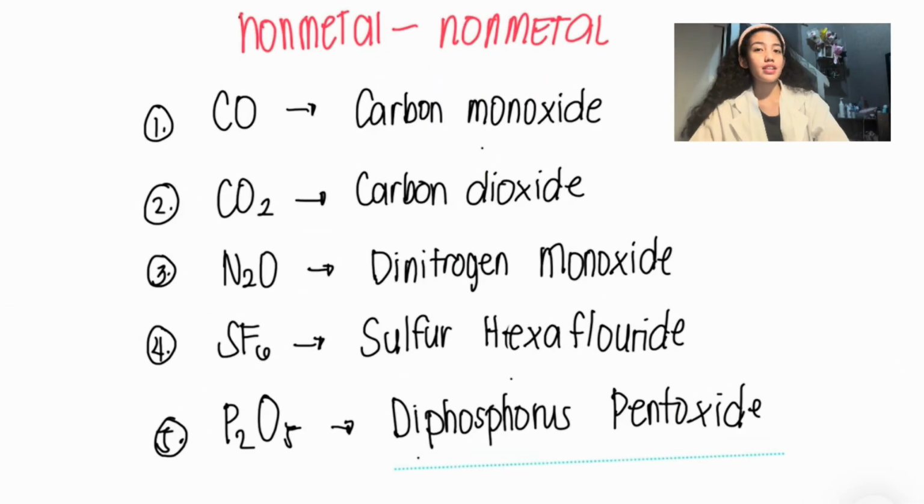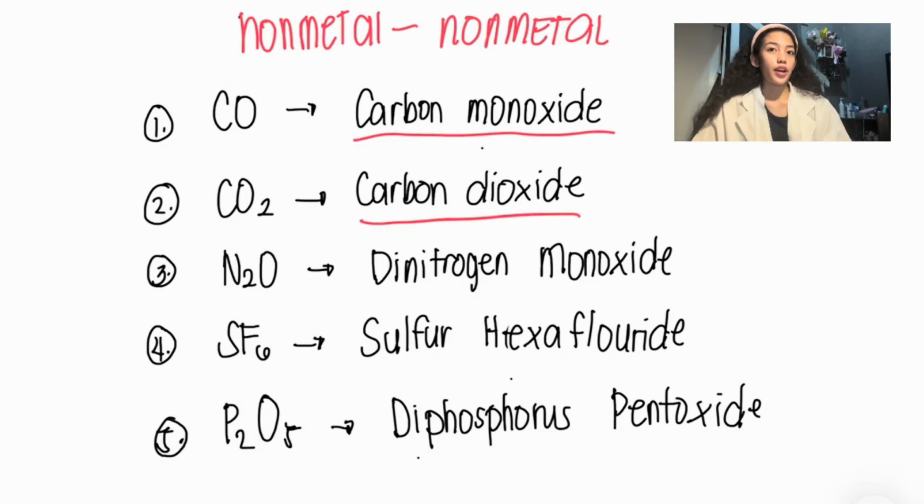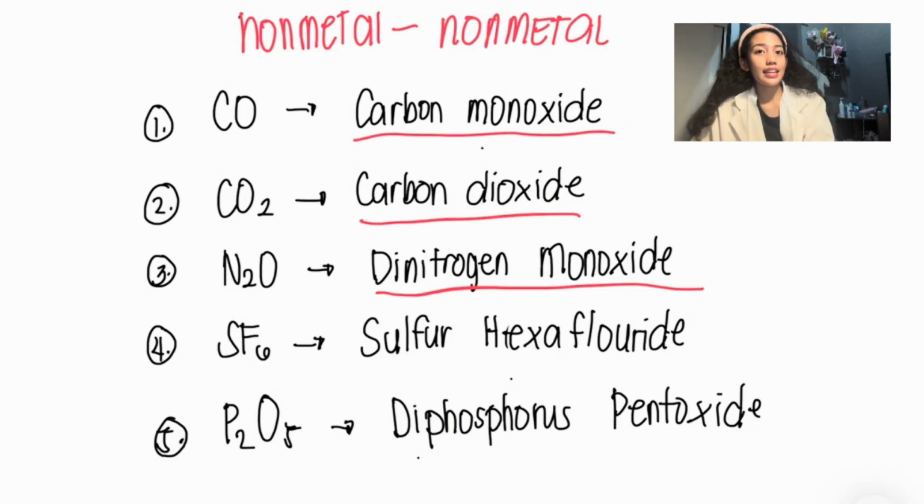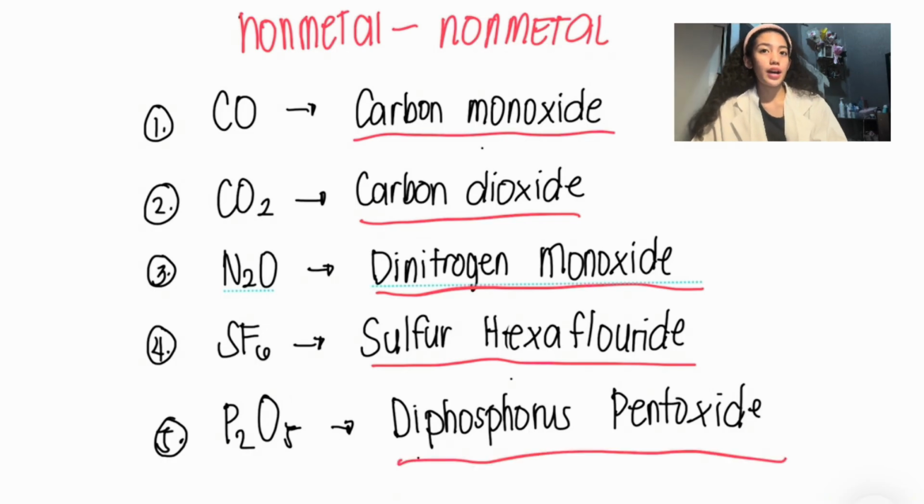Let's try some more examples. First we have CO, which we read as carbon monoxide, CO2 for carbon dioxide, N2O, which we read as dinitrogen monoxide. Next, SF6 or sulfur hexafluoride. Next, P2O5 or diphosphorus pentoxide. Pretty easy, right? Since you are Einstein's grandchildren, I have a challenge for you.